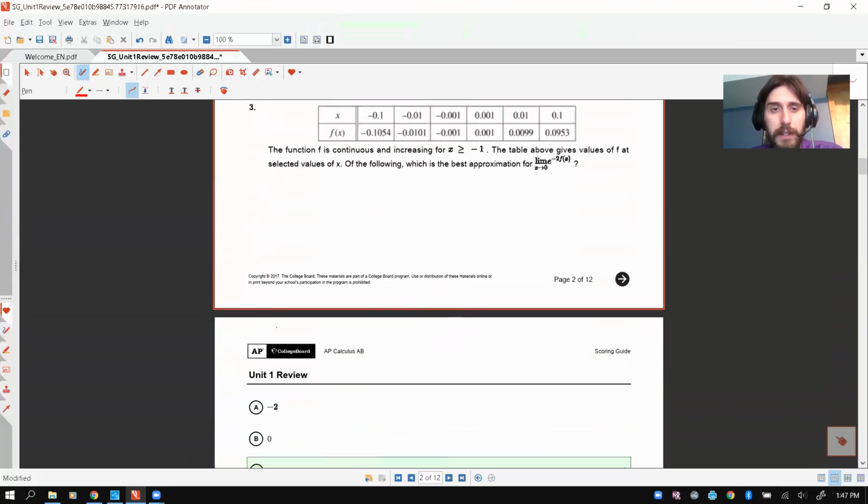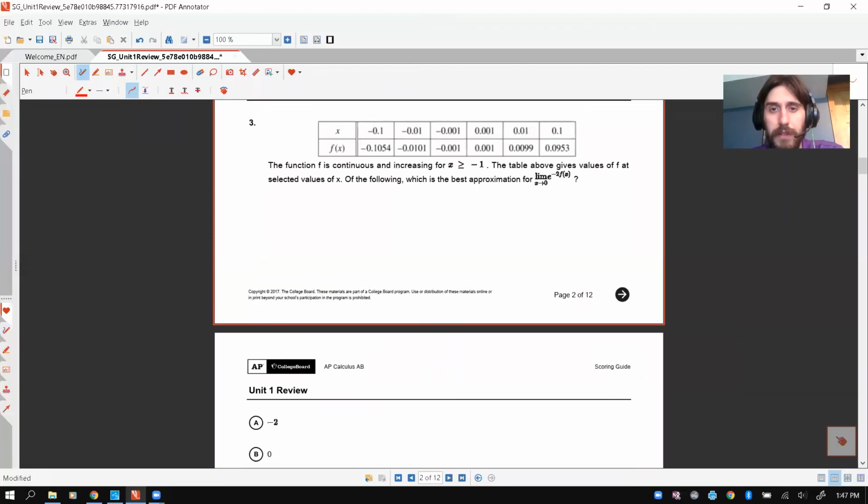For 3 here, we have the function f is continuous and increasing for x greater than or equal to -1. The table above gives values at selected values of x. Which of the following is the best approximation of the limit as x approaches 0 of e to the -2 f of x? The key thing is it's the limit as x approaches 0 of e to the -2 f of x. So in order to find that, we're going to work inside out. The first thing you have to find is the limit as x approaches 0 of f of x.